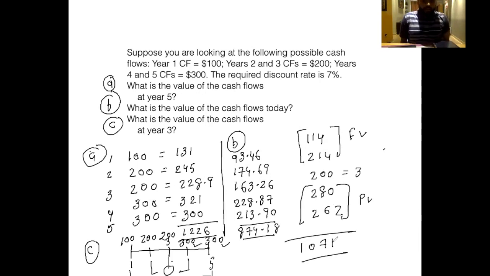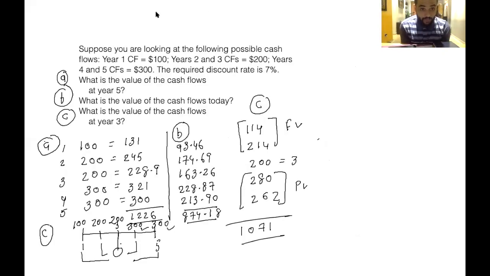All right, so this is the way of estimating the present value, future value, and the value at year three, which combines present and future.